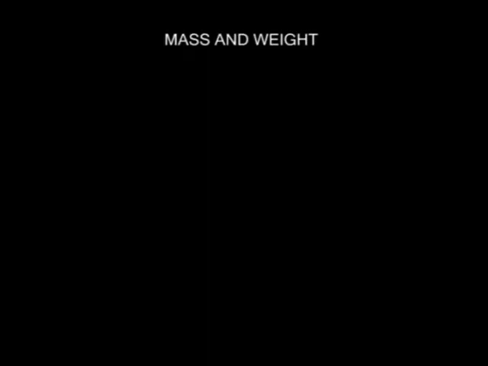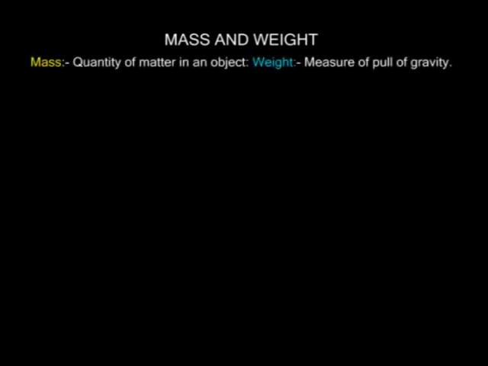So now, over with the forces, let's look at mass and weight. While mass is the quantity of matter present in an object, weight is the measure of the pull of gravity on the same object. This pull of gravity is always directed towards the center of the earth. Therefore, weight has both magnitude and direction. The SI unit of weight is Newton. Weight is measured by a spring balance calibrated in newtons.